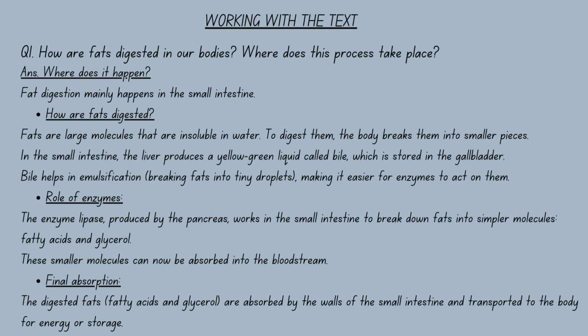Let's discuss its answer. First of all, let's see where does it happen. Fat digestion mainly happens in the small intestine. And now let's understand how are fats digested. Fats are large molecules that are insoluble in water. To digest them, the body breaks them into smaller pieces. In the small intestine, the liver produces a yellow-green liquid called bile, which is stored in the gallbladder. Bile helps in emulsification, breaking fats into tiny droplets, making it easier for enzymes to act on them.